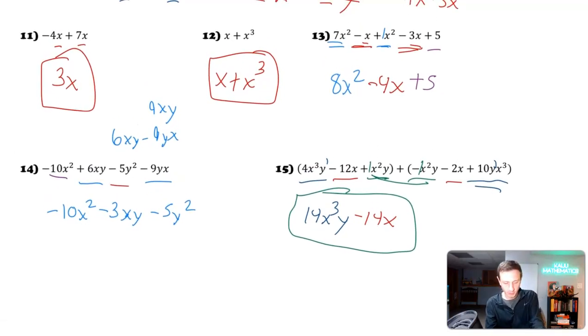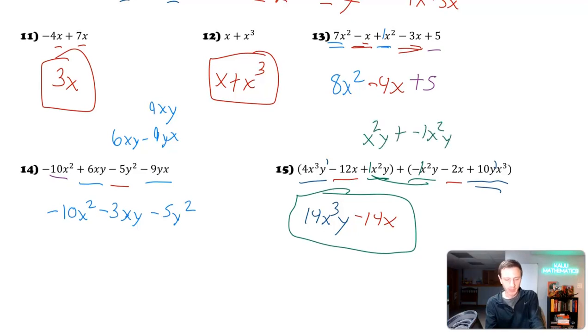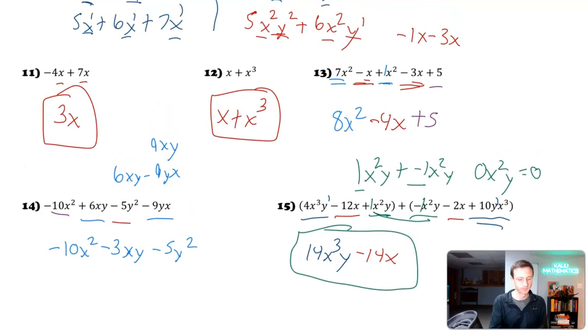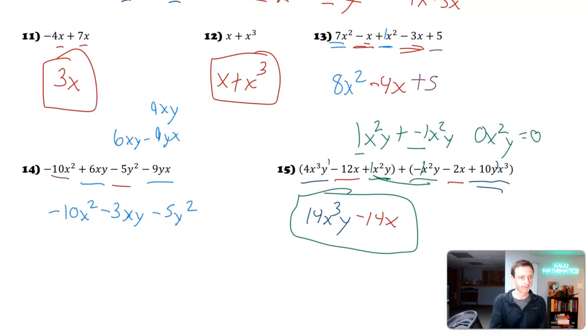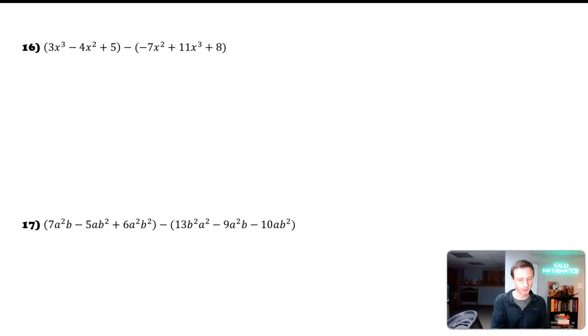Again, this middle term here, x squared y plus negative 1x squared y. I'm looking at the coefficients. 1 minus 1 is 0. So I get 0x squared y, but that's just 0. 0 times anything is 0, so that term is completely gone. Let's keep going, just a couple more.